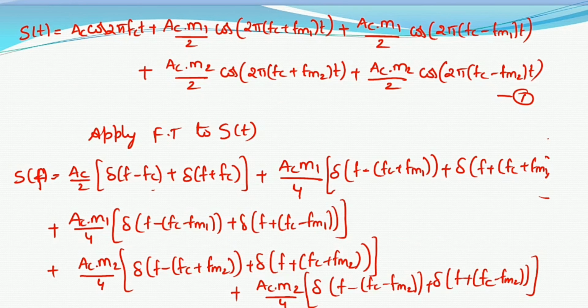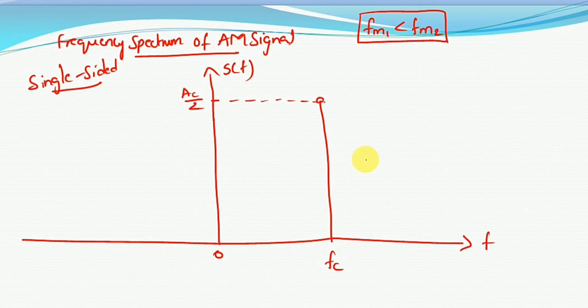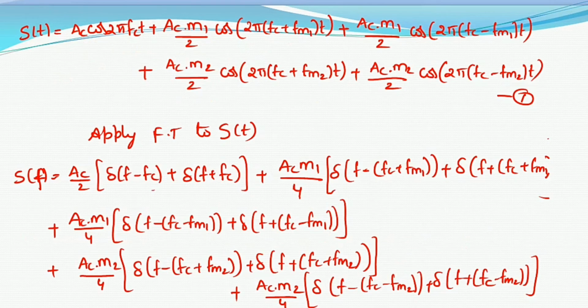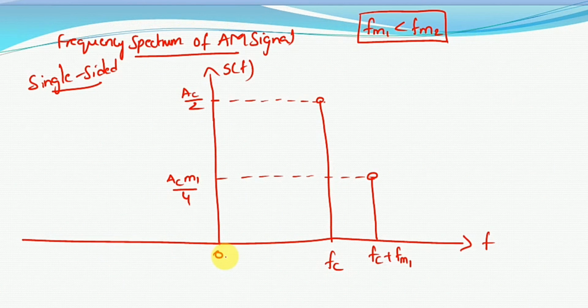And next, see the positive frequency, that is Fc plus Fm1. So it is greater than Fc and its amplitude is AC into M1 by 4. Keep in mind that this frequency, Fc plus Fm1, will be less than Fc plus Fm2, and its amplitude is AC into M1 by 4. So I can draw the expression as an impulse like this, at Fc plus Fm1 with amplitude AC into M1 by 4. Okay, now let us see the third component, and here it is Fc minus Fm1. So its value will be less than Fc, and it has the same amplitude. So the frequency component is Fc minus Fm1.